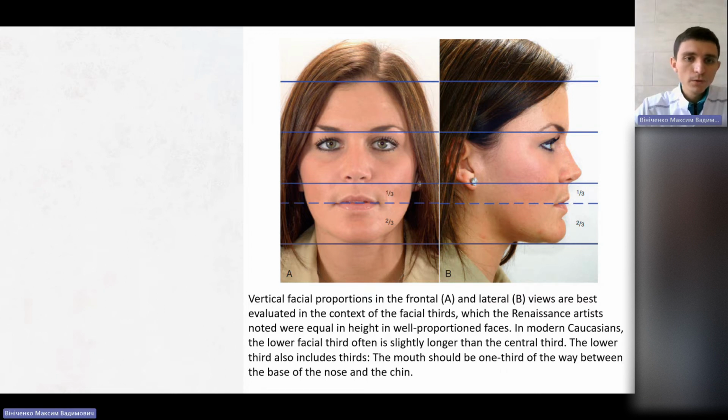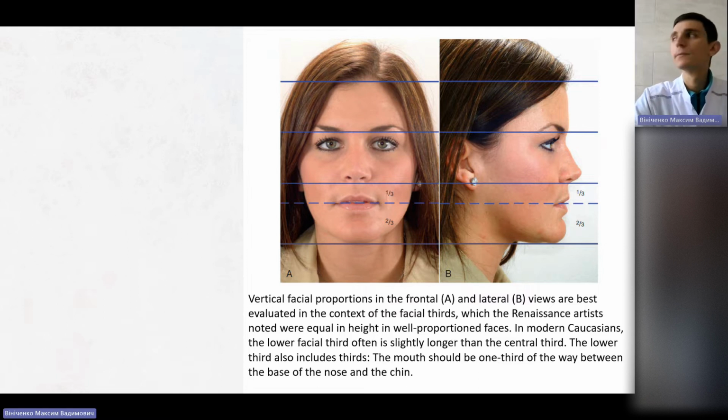The mouth should be 1/3 of the way between the base of the nose and the chin. So this is commissure height. It must be 1/3 of this lower height. When we work with our patients, if we talk about the orthodontic treatment, it is very important to make these photographs before treatment and every year.